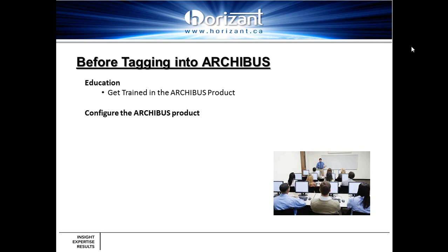And then obviously after that point in time, you can start tagging your assets, your prototypes, into the ARCHIBUS product. We call it tagging, essentially converting it from a prototype into an asset in ARCHIBUS so that we can start reporting back on it. So that's obviously the next step, to be able to do that and report on it.